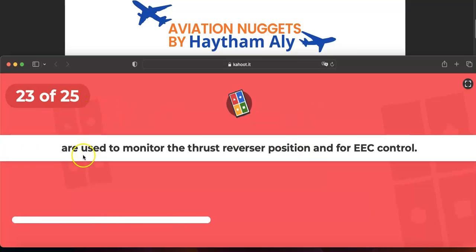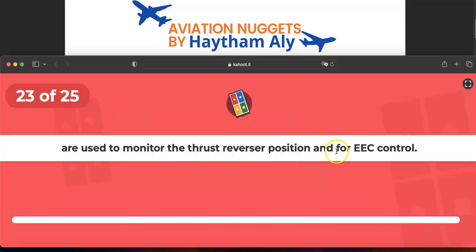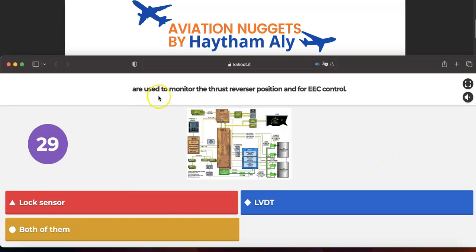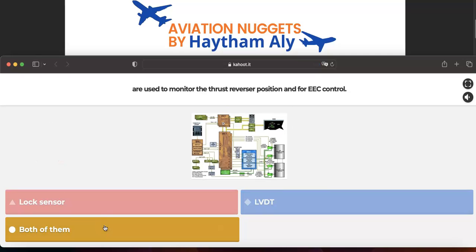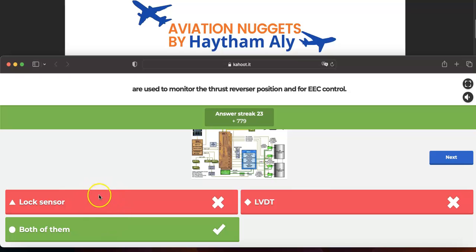Question 23 of 25. What is used to monitor the thrust reversal position and for EEC control? Is it the lock sensor only, the LVDT only, or both of them? The right answer is both of them. The lock sensor indicates on the EBAR dial the status of the thrust reversal system: reverse in amber in transit, and reverse in green when the thrust reversal is fully deployed. And the LVDT monitors the percent of deployment.